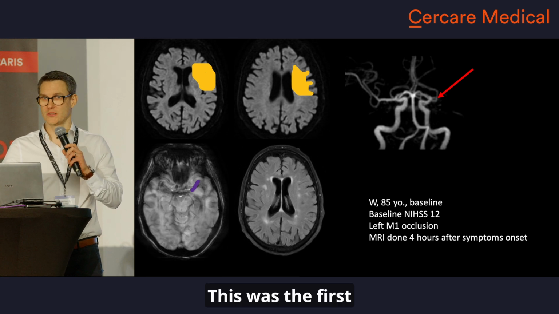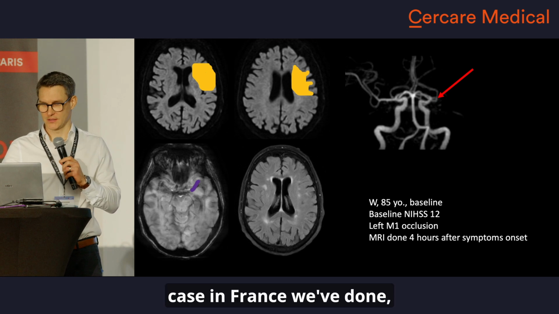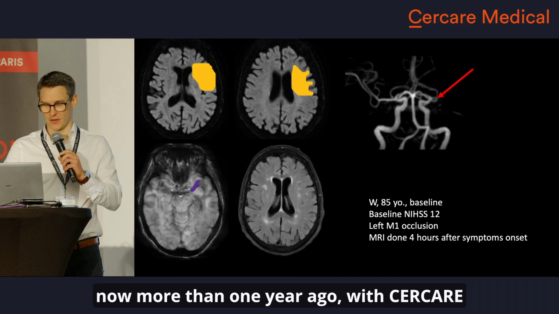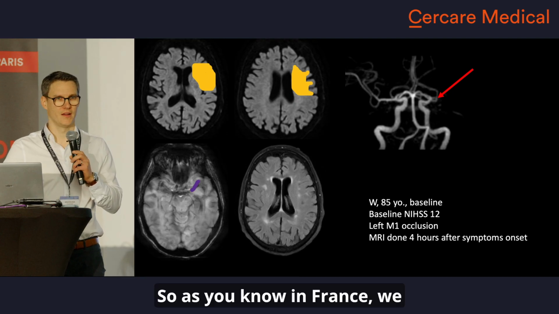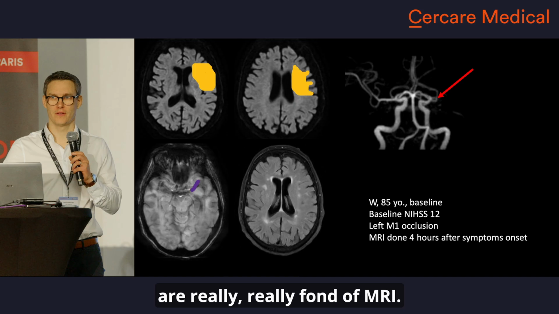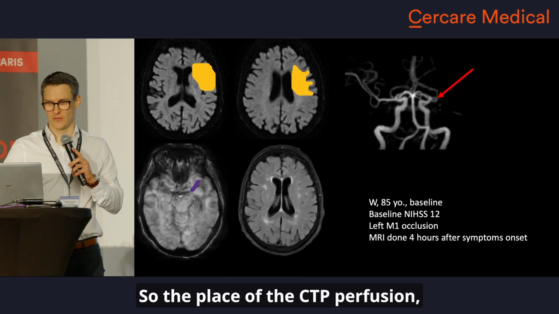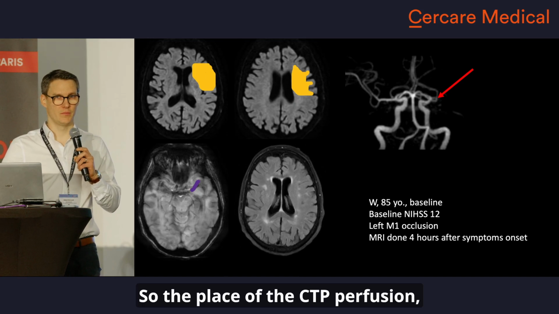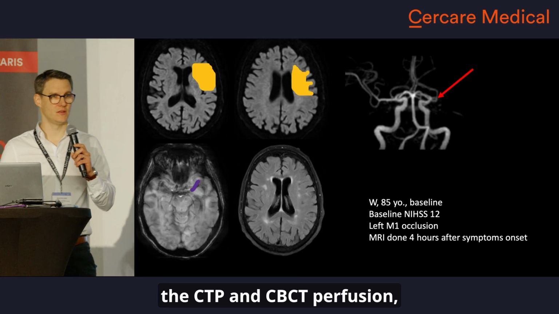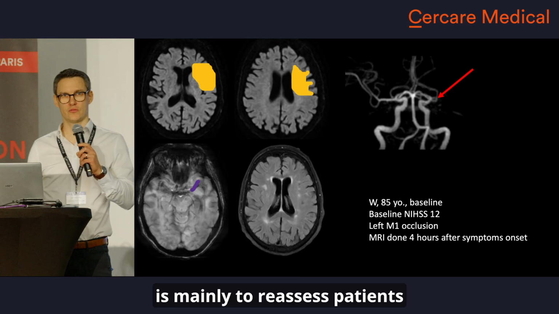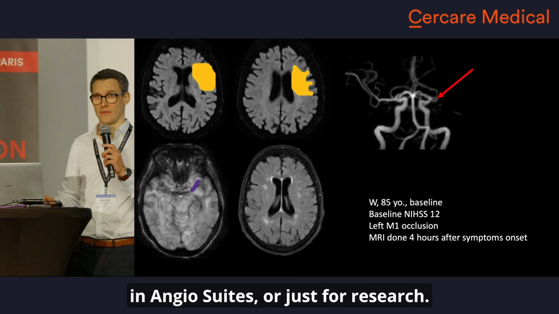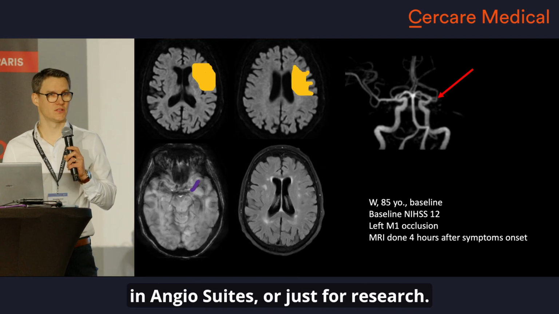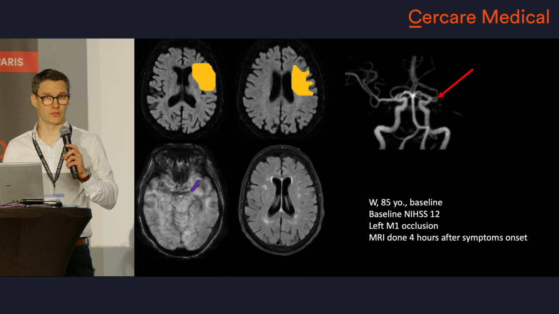This was the first case in Reims we've done now more than 1 year ago with Cerker to assess the perfusion on the angio suite. So, as you know, in France, we are really, really fond of MRI. So the place of the CTP and CBCT perfusion is mainly to reassess patients when there's a delay between MRI and the arrival in angio suite, or just for research.